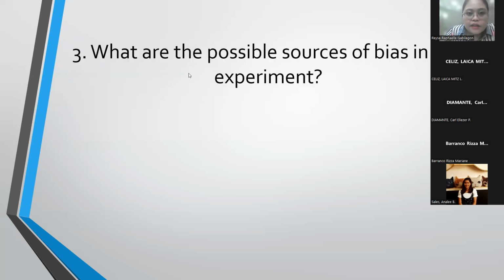Okay? Now, number 3, what are the possible sources of bias in this experiment? Sige, isa-isahin natin. Give me one only ha, kasi marami tayong possible sources of bias wherein because of these biases, we will get variations in our results. Okay, give me one. Wait lang. Wants to answer first?